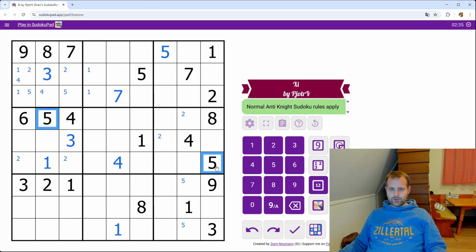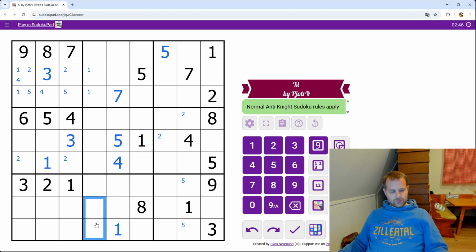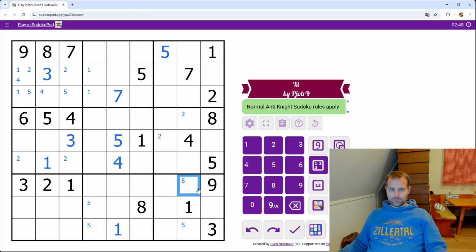And for these, 5 looks at these ones, so the 5 is up here, but this 5 also looks at that one, so this is a 5, and that means the 5 is in one of those. And now we have a question to ask: where does the 5 go in this row? It can't go here because of this 5, it can't go here because of this 5, so the 5 must go there.